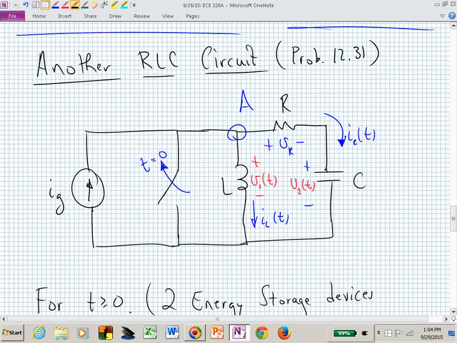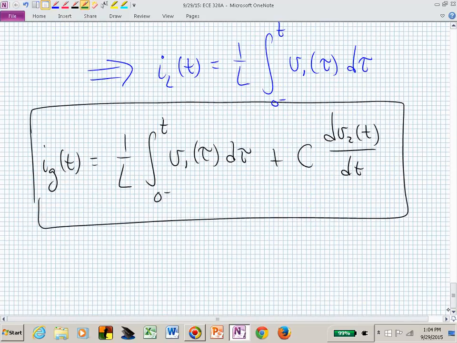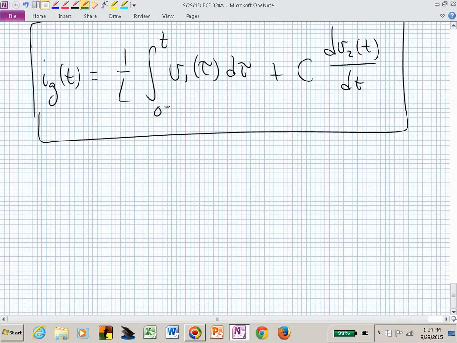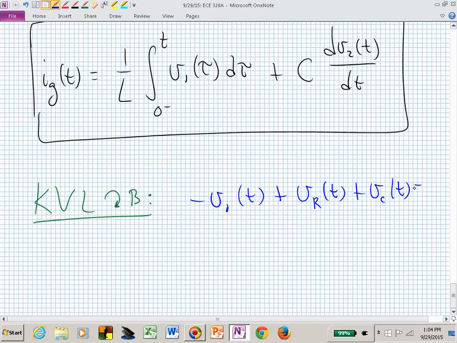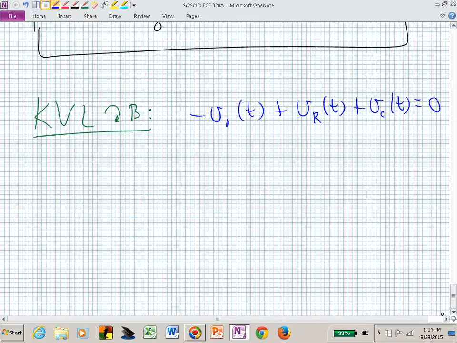We could do a mesh around the right-hand side. If we now looked at this mesh, let me call that mesh B. Let's do a KVL relative to B. Maybe it's not at B, but around B. We have then minus V1 of t plus V sub r of t plus V sub c of t is equal to 0. That's just going around that right-hand mesh.